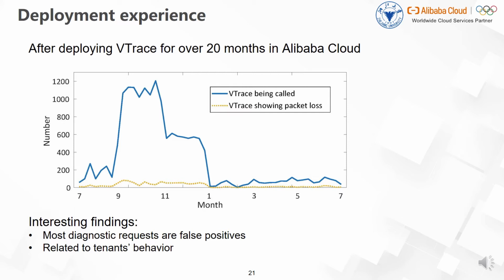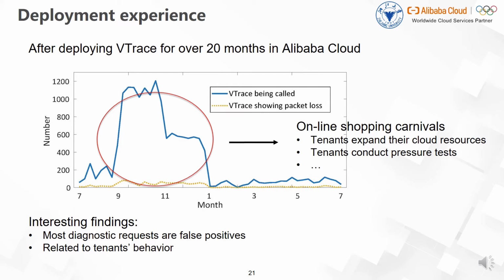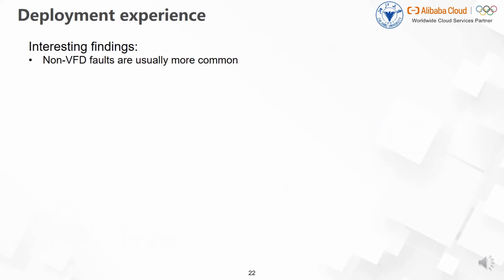First, according to this figure, we found that most of the diagnostic requests are false positives. Only a few of them do have a packet loss issue. Besides, it can be seen that there is a surge in the number of VTrace being called. This is because there are some online shopping carnivals from the early September to the end of December. Hence, tenants will expand their cloud resources and conduct pressure tests to meet the upcoming huge business. As a result, these tenant-related operations will lead to the increase of VTrace tasks and packet loss issues.